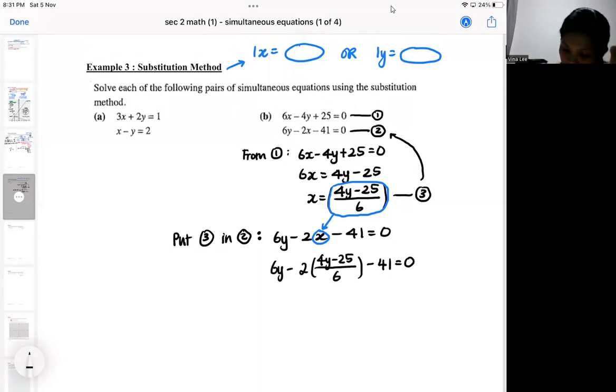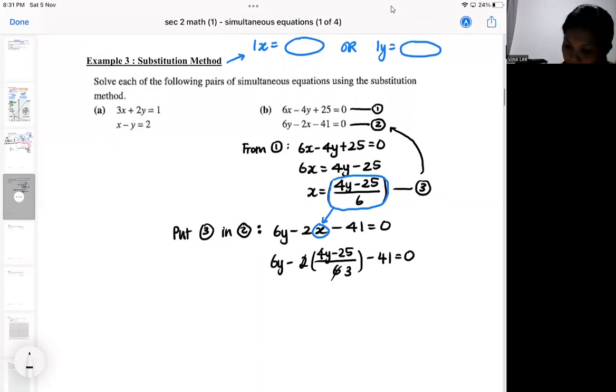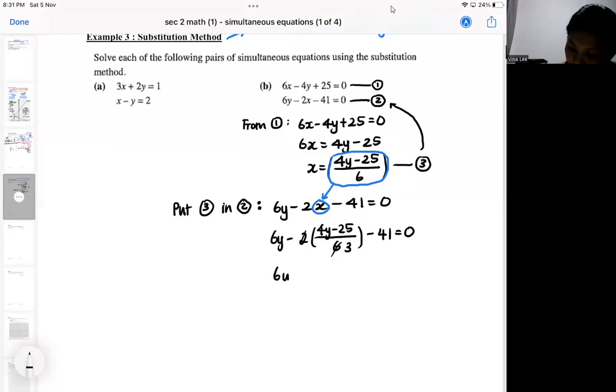Okay, so here there's a cancellation. The cancellation will be cancelled in this way. So you still have the brackets. Make sure you keep the bracket, otherwise you will have a sign error.